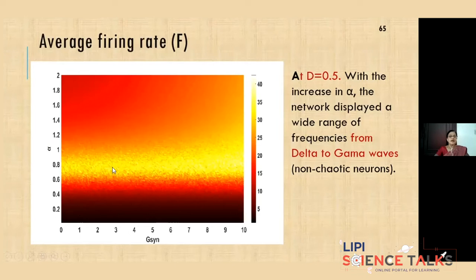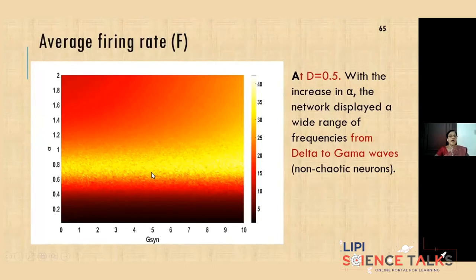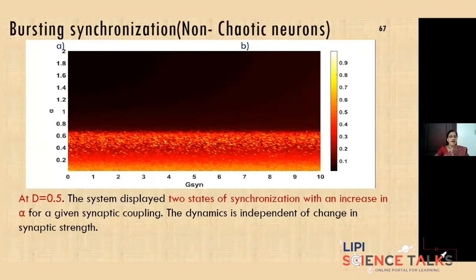All these are interesting phenomena that are observed for variations of Lévy noise. And when all the neurons are made into chaotic neurons, the previous one was non-chaotic neurons, and this is for chaotic neurons. In this case, the frequency rises only up to theta waves. Theta waves mean again sleep state or meditation state, and the frequency corresponding to gamma waves is not available if all the neurons are chaotic neurons. If the neurons are turned into chaotic, there is no possibility or scope for high concentration or cognitive processes.